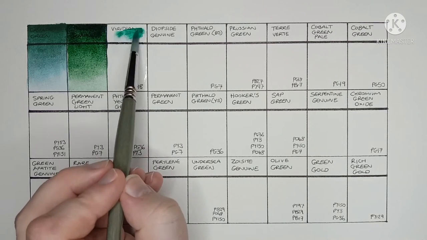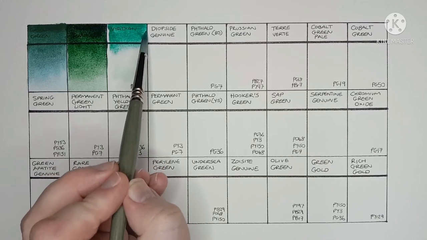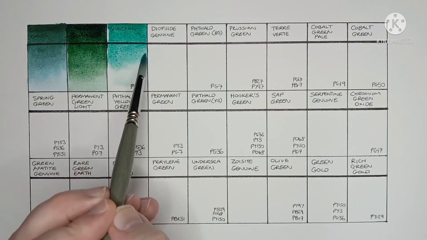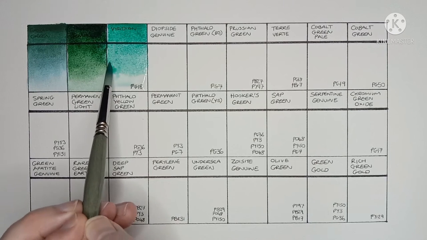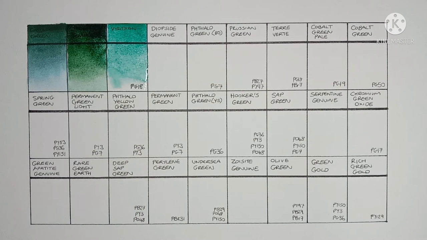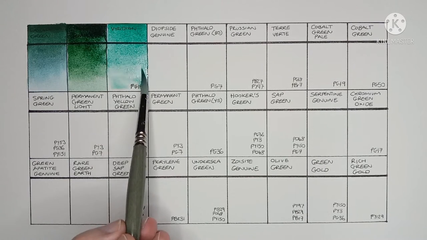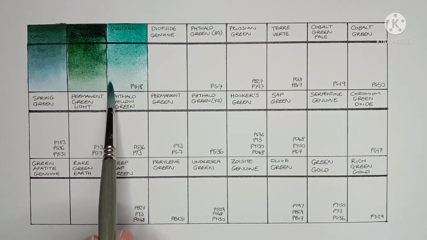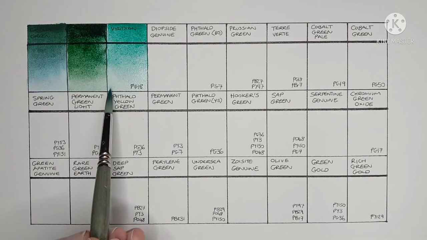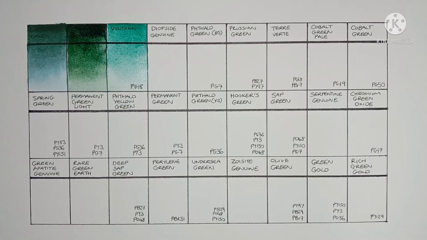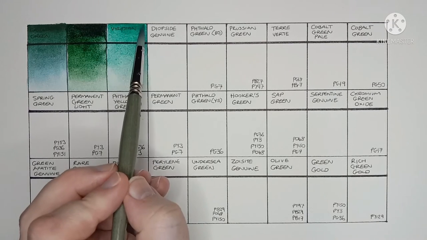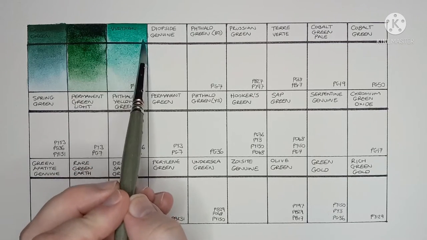And next we have Viridian. And this one's PG18. I know that some Viridians can be really difficult to re-wet, but I'm happy to report this one was pretty easy. I think it's a good Viridian. Not the strongest, I still think I prefer the Da Vinci one.